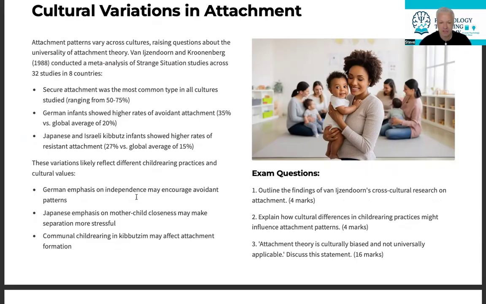German culture emphasizes independence, whereas Japanese culture emphasizes closeness. Communal child rearing in the kibbutz in Israel may affect attachment formation too. And Van Ijzendoorn and Kroonenberg found there was 1.5 times bigger variation within a culture than across cultures. Although if you actually look at the original study, there were some big differences in the number of studies from certain countries. For example, I think in the USA they had 18 studies, whereas in Britain they only had 1.